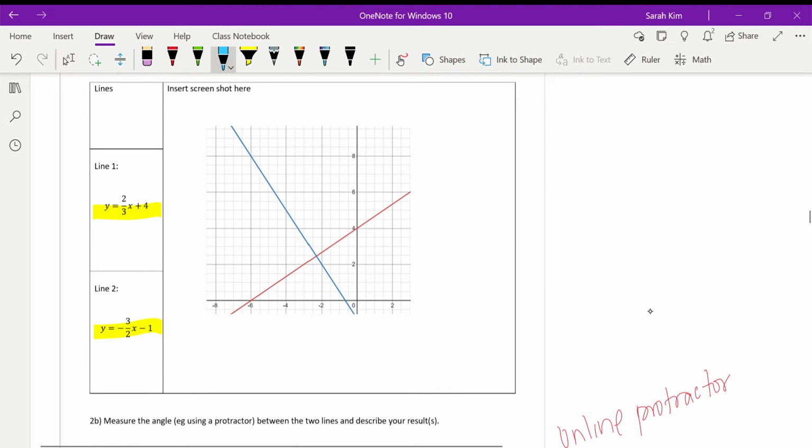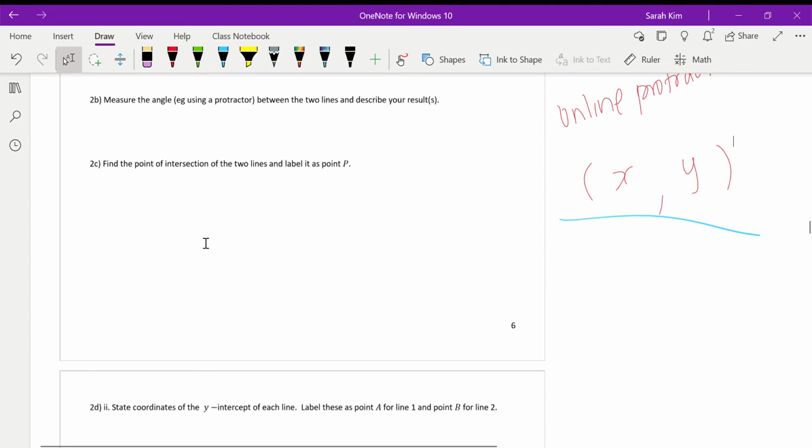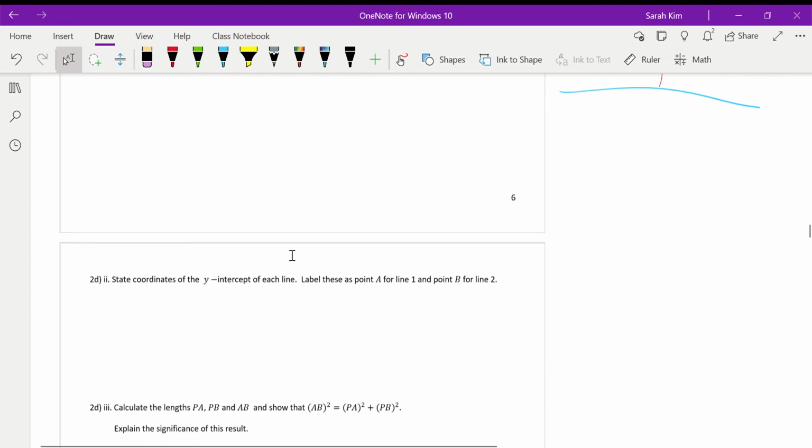Let's say this is the intersection I want. I would put my cursor over here and it'll come up with a coordinate for you. So you just have to copy that x and y coordinate down in the Desmos area on the left-hand side where you put the equation. Alright, so screenshot it and make sure that's there. And make sure you have P and then write the coordinates as well.